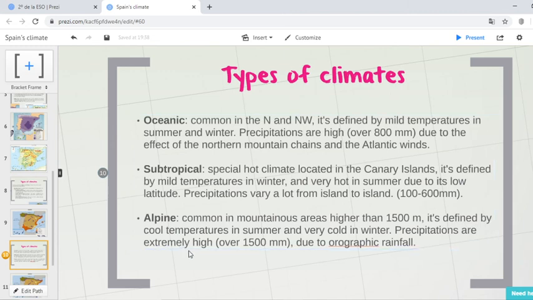As you should know, a pretty high altitude means that temperatures are going to go down a lot, alright? And due to the orographic rainfall, the precipitations are extremely high. So, really cold temperatures both in summer and winter, but pretty or fairly high precipitations all across the year.